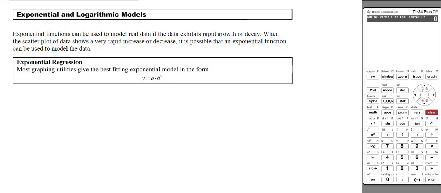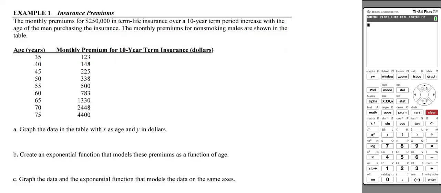In exponential regression, most utilities give the best fitting exponential model in the form of y equals a times b to the x. Example 1, insurance premiums.